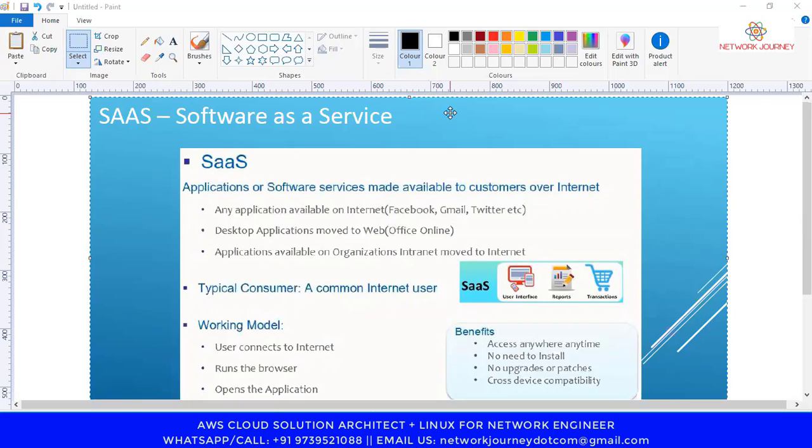So that is the reason I'm saying, in the internet, whatever web applications are available, whatever software you are directly using, that is called software as a service. As a personal example, I can select Facebook, Gmail, Twitter, or any personal application, booking applications. All of these are software as a service. As an official example, I can select Office 365. Office 365 is a good example to understand software as a service.